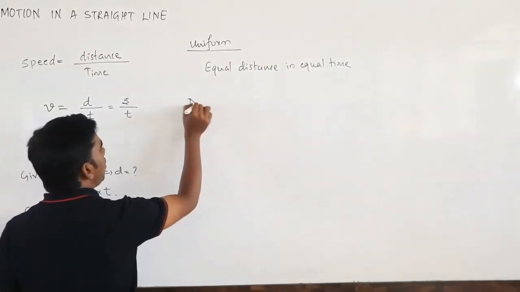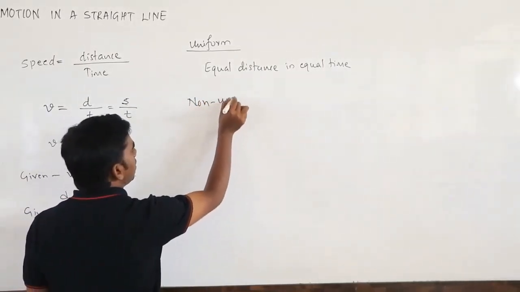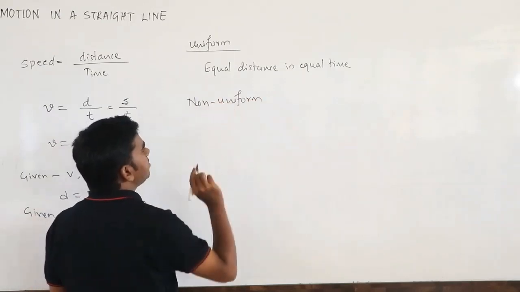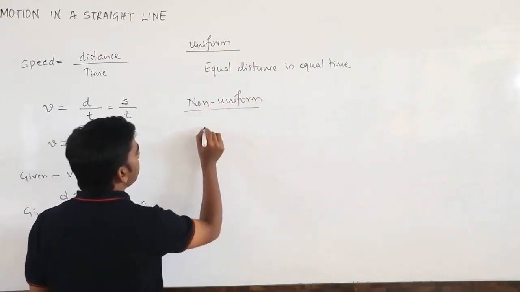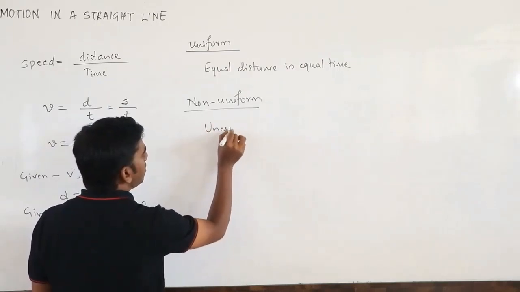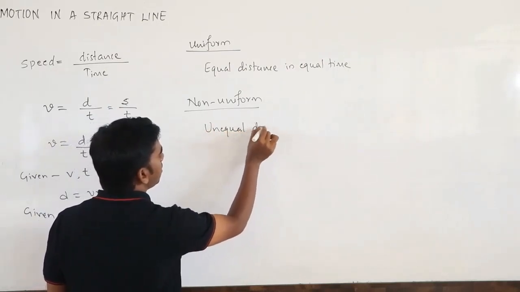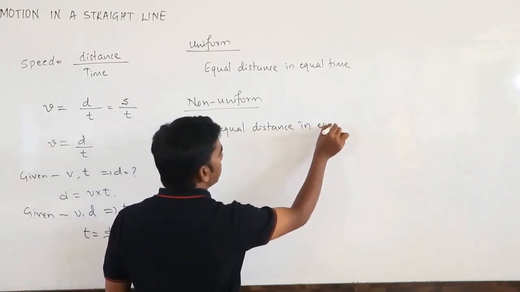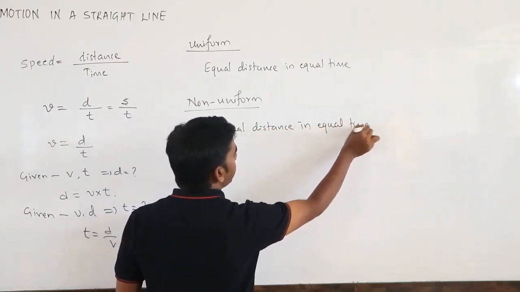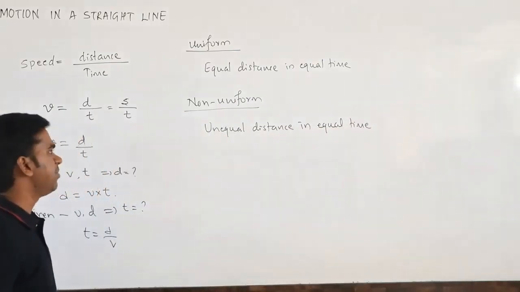Okay. So non-uniform. You already know the definition, I am just highlighting it. So in non-uniform, what? Unequal distance in equal time intervals.